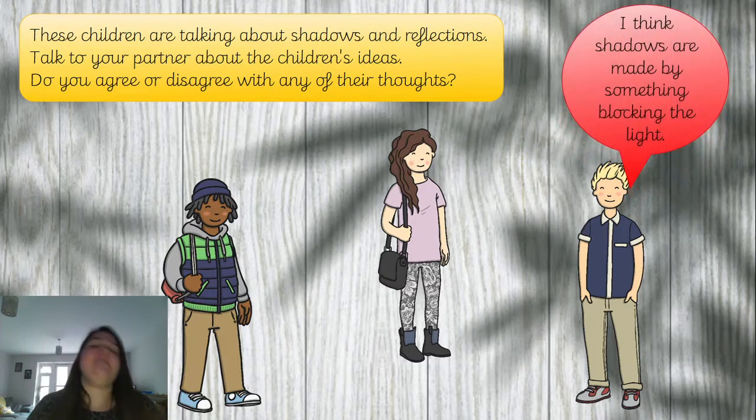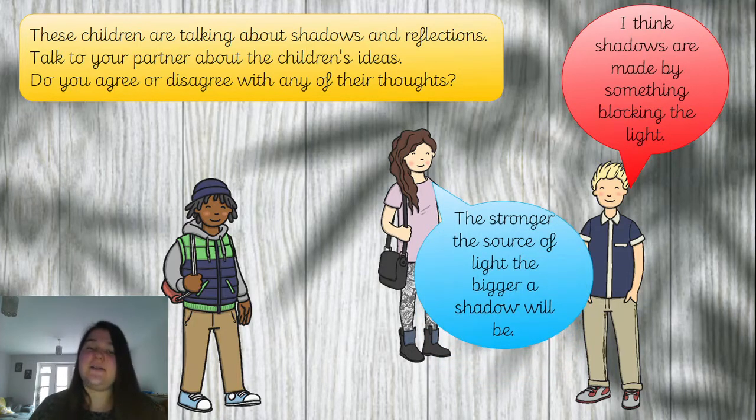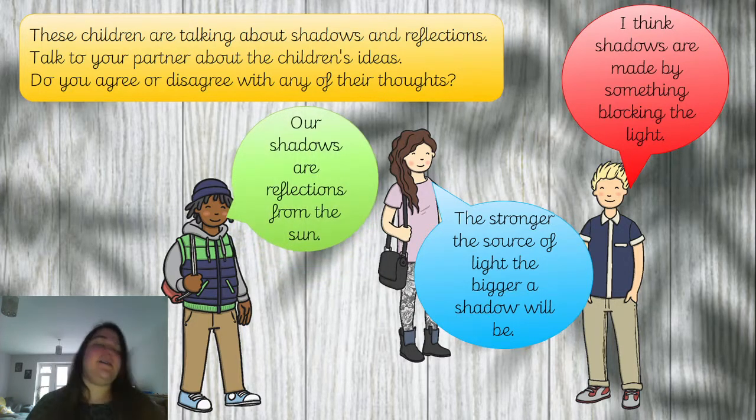So this person says, I think shadows are made by something blocking the light. This person says, the stronger the source of light, the bigger a shadow will be. And this person says that our shadows are reflections from the sun. So, do you agree or disagree with any of their thoughts? If you would like to pause the video and have a little talk with anybody who is with you, that would be brilliant.